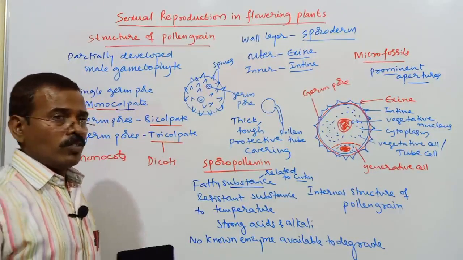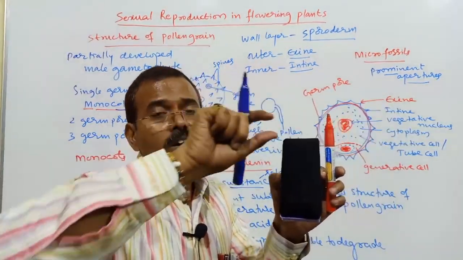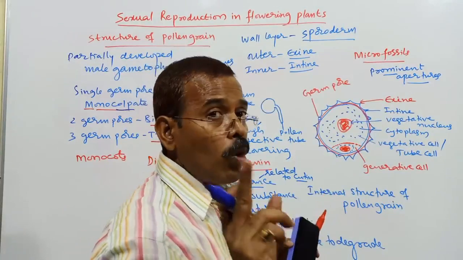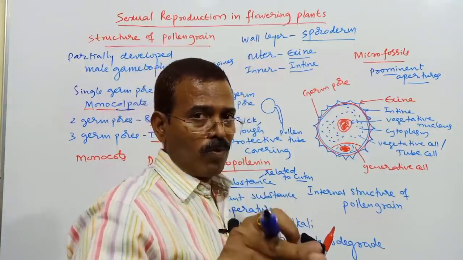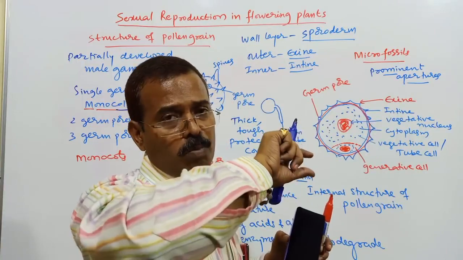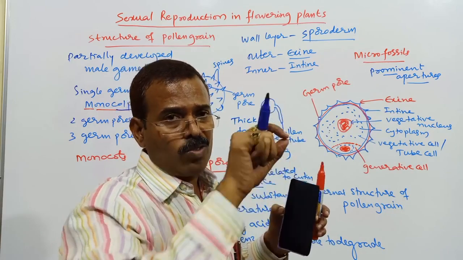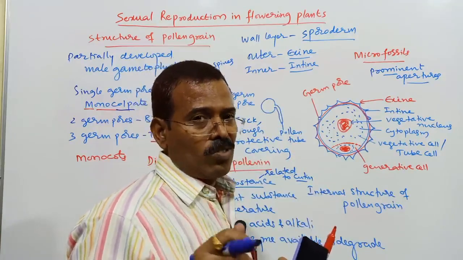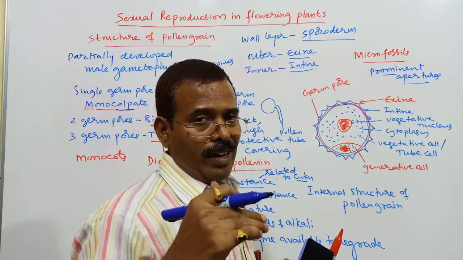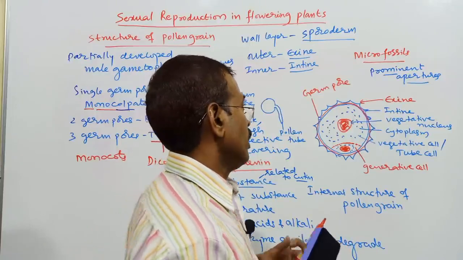Remember. So the germ pore is meant for emergence of the pollen tube. Pollen tube is formed from the intine layer, and that pollen tube comes out of the exine through the germ pore. I told you, ectexine, outer, and endexine, inner. These are the two layers in exine.